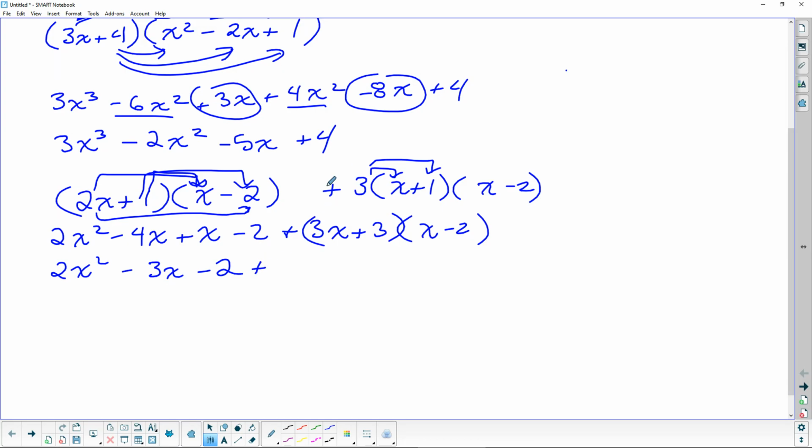Now this whole thing is plus. Now if you were doing a minus, you'd have to be careful, but you're not. So in this case, you've got 3x squared minus 6x plus 3x minus 6 as we're doing FOIL there. Combine these two like terms in the middle.